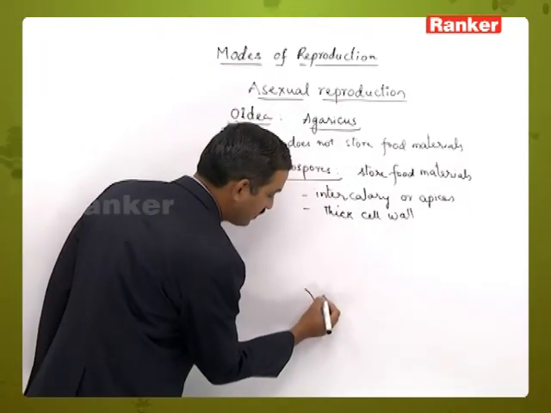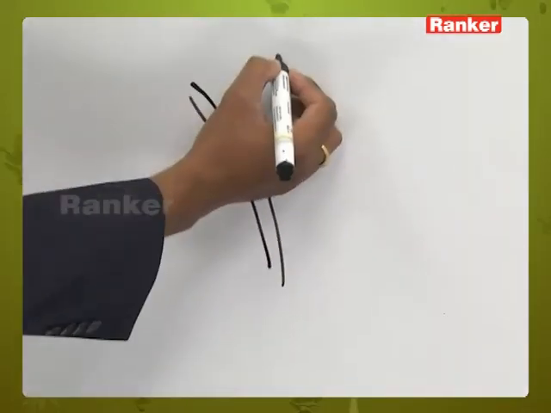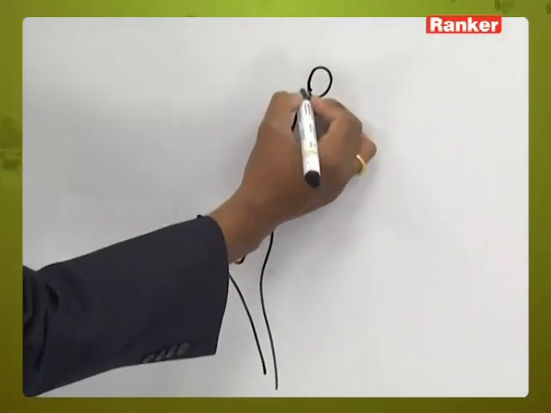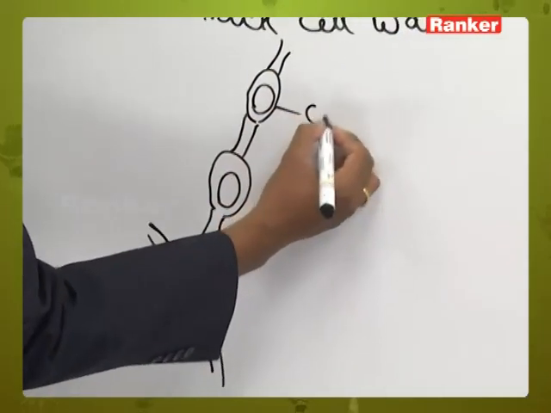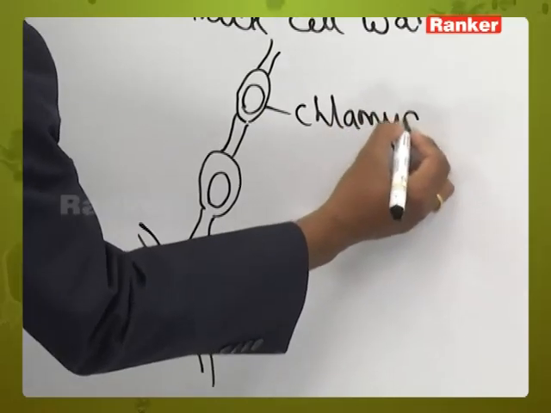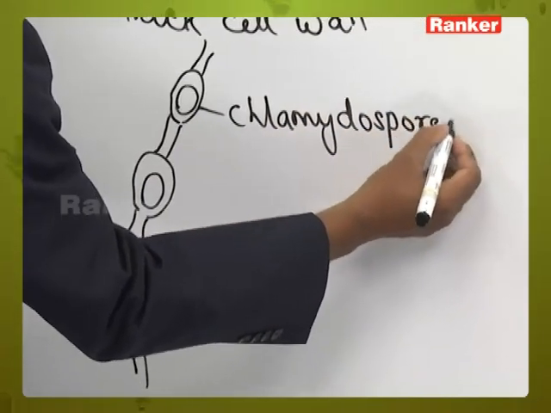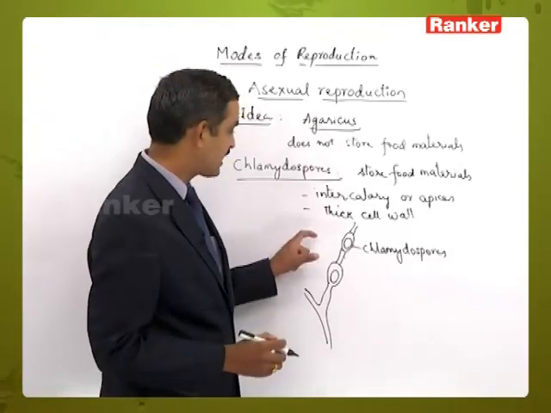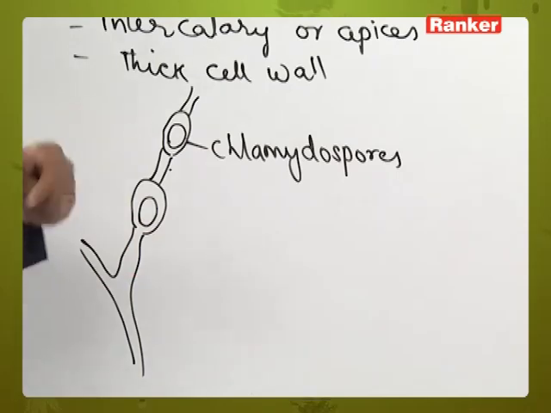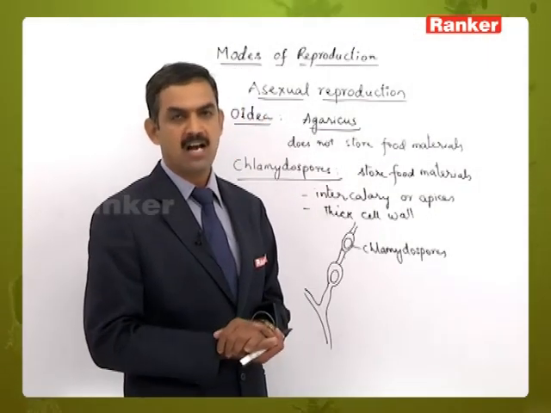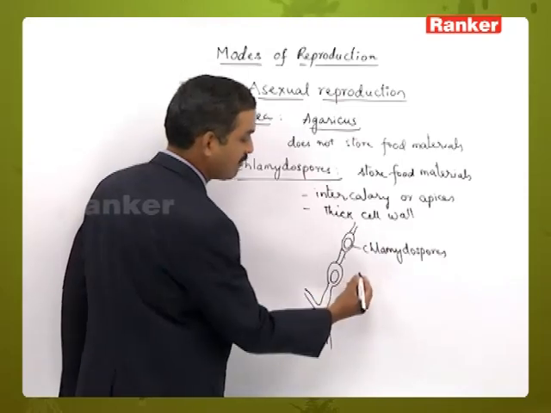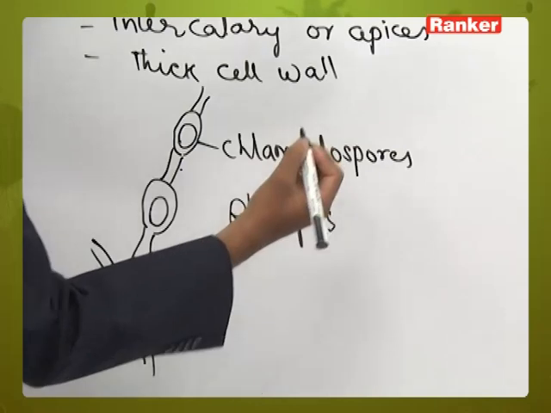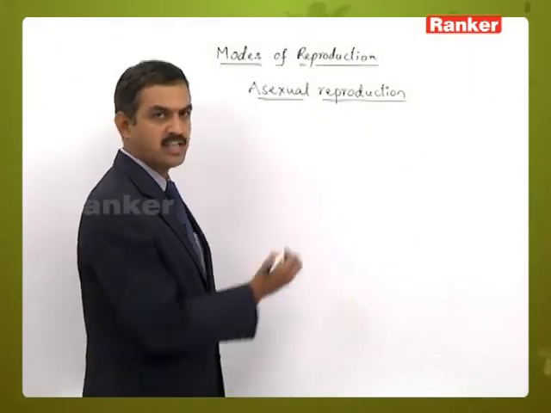If you observe the structure of these chlamydospores, they have thick structures like this, and this is a diagram of intercalary chlamydospores. Because the chlamydospore is flanked on either side by normal cells, we call it an intercalary position. Sometimes they may also be formed at the tips of the hypha. This type of chlamydospore can be seen in Rhizopus. Next one is sporangiospores.